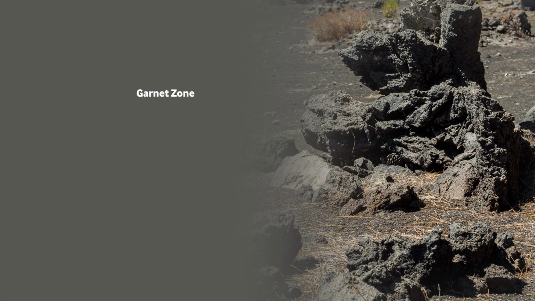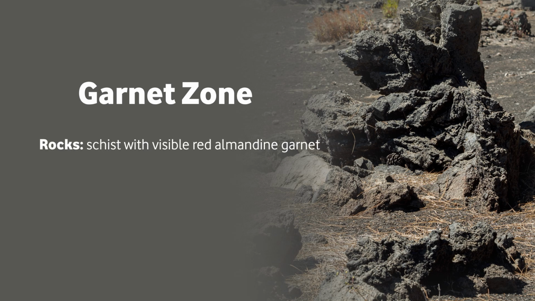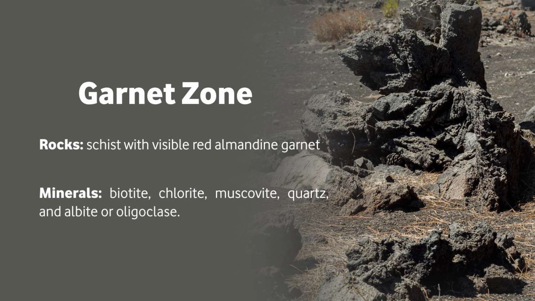The next one is garnet zone. The rocks are schist with visible red almandine garnet. The minerals are biotite, chlorite, muscovite, quartz, albite or oligoclase.